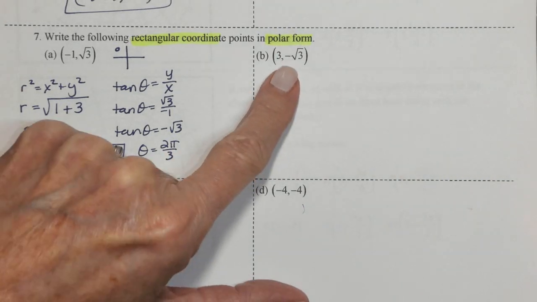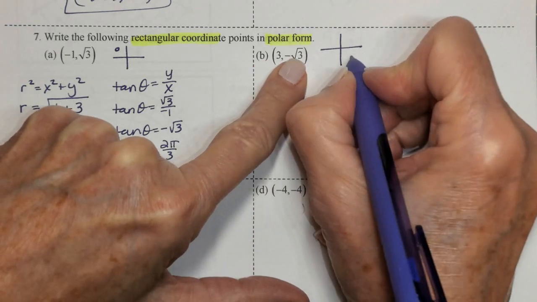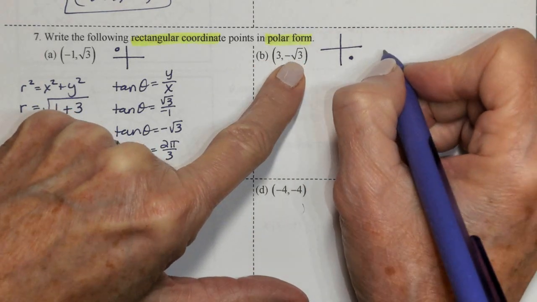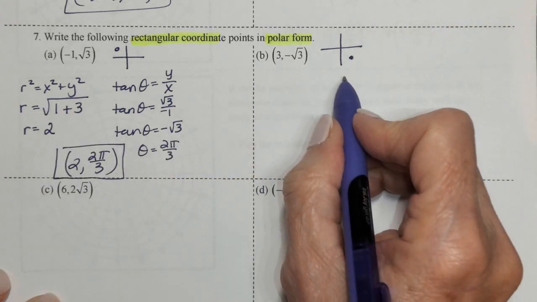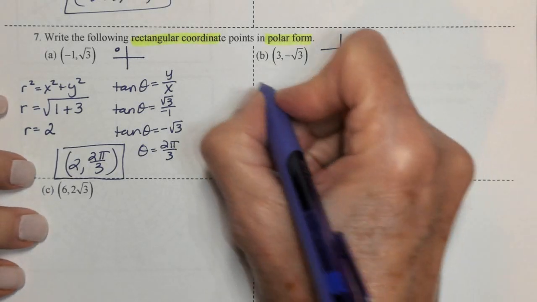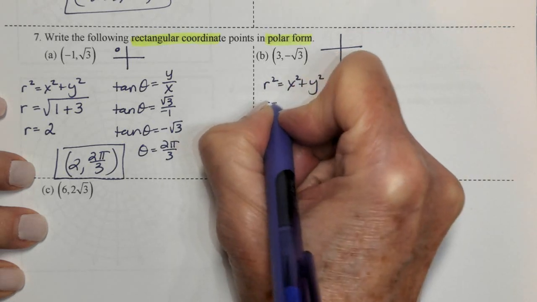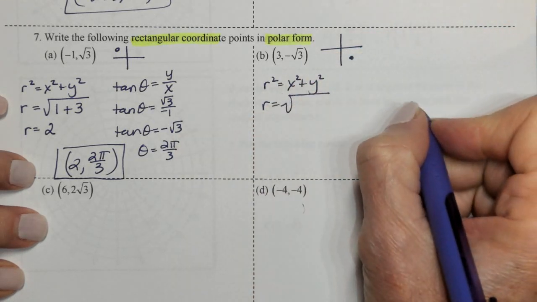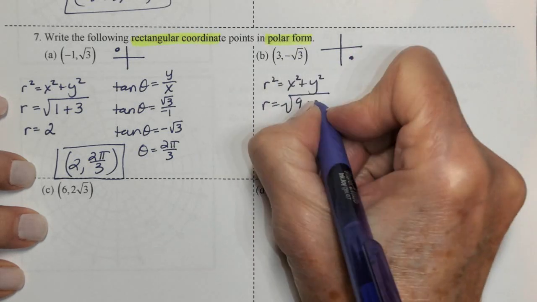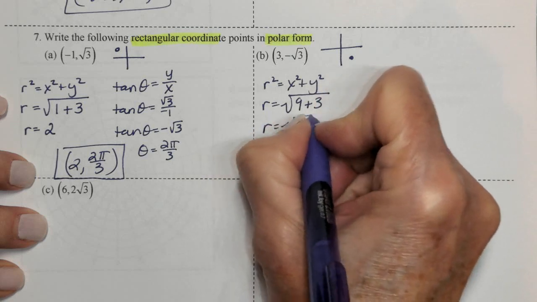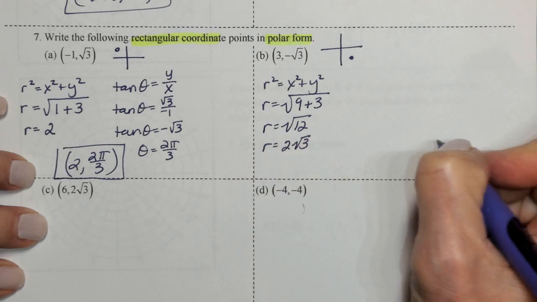Okay, what about this one? What quadrant are we in? X is positive, y is negative, so we're down here in quadrant 4. So we need to make sure our theta is in quadrant 4. Alrighty. R squared is x squared plus y squared. So r is the square root of x squared is 9. Y squared is 3. So r is the square root of 12. Clean that up a hair. That is 2 square root of 3.